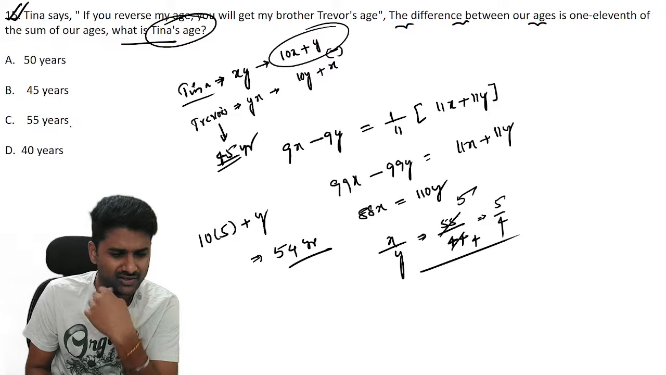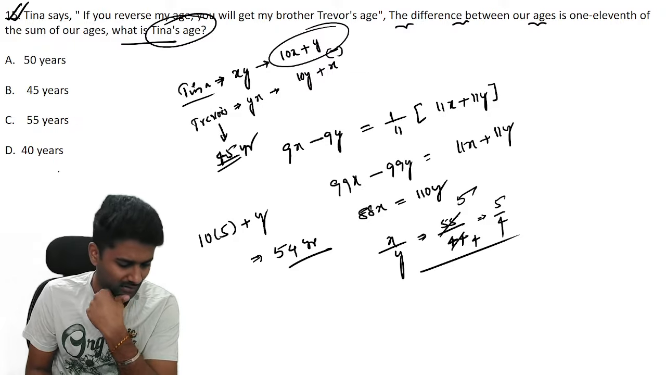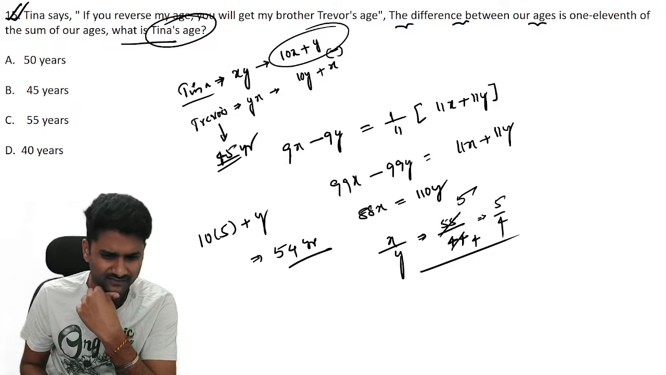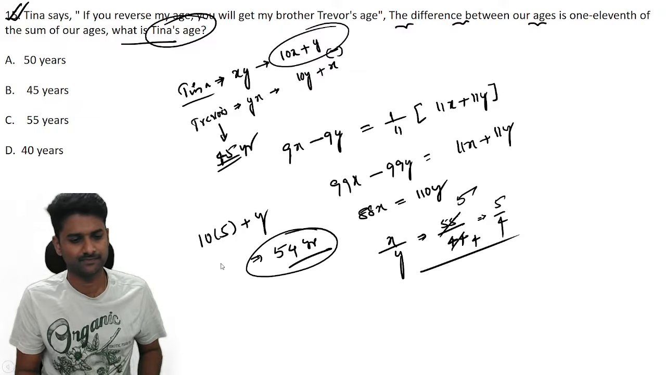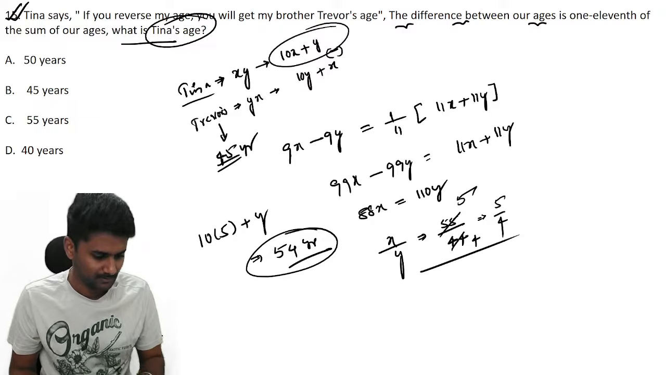What is Tina's age? We can't find the option among 50, 45, 55 and 40. 54 is the correct answer, guys. Maybe I missed that option. Yeah. Please let me know in the comments.